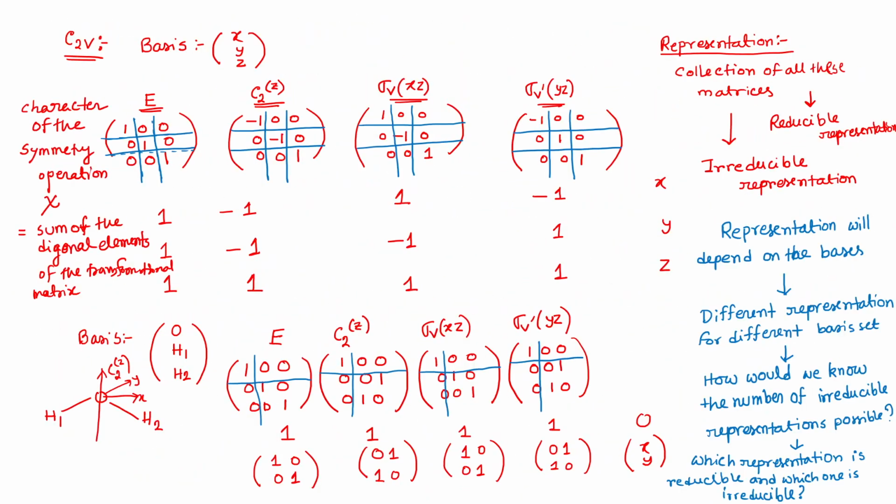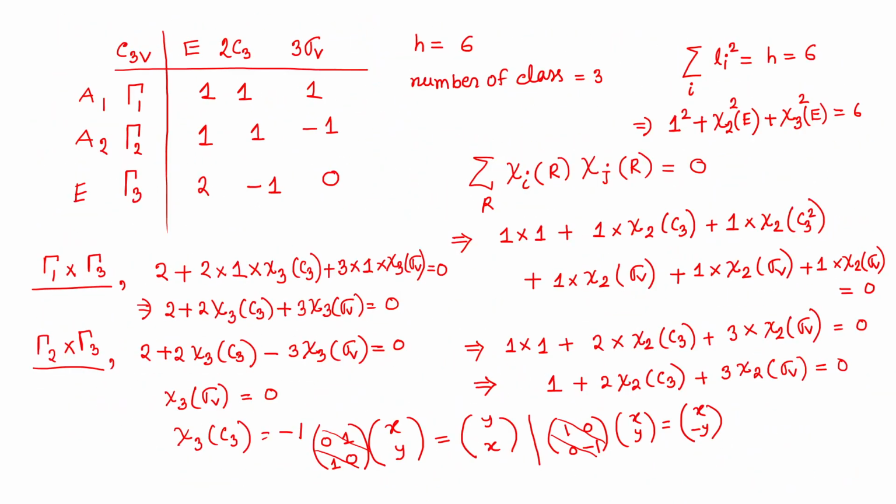We had started with two questions: how would we know the exact number of irreducible representations for a particular point group. From the great orthogonality theorem, we already know that the number of classes possible is going to be the maximum number of irreducible representations. And then we also get to know which representation is reducible and which one is irreducible. So your reducible can be broken down into your irreducible representations when you do this kind of thing.